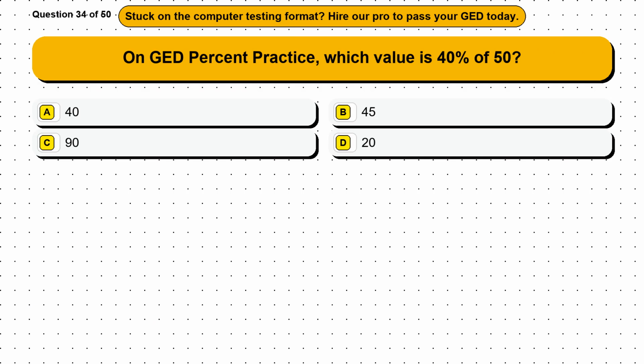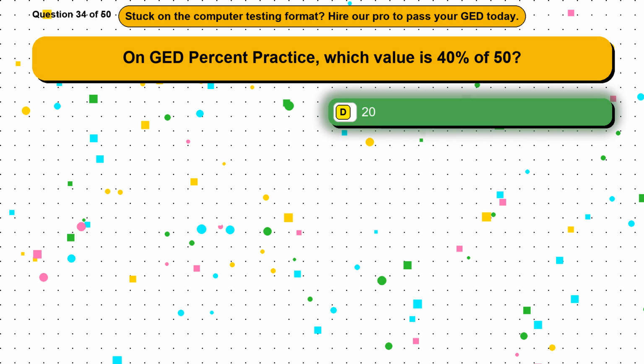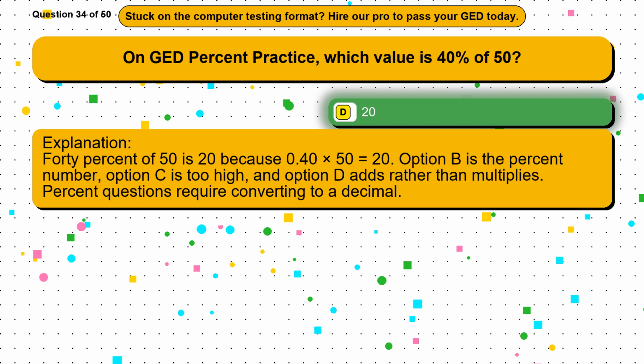Question 34. On GED Percent Practice, which value is 40% of 50? Option A, 40. Option B, 45. Option C, 90. Option D, 20. The correct answer is option D, 20. 40% of 50 is 20 because 0.40 times 50 equals 20. Option A is the percent number, option C is too high, and option B adds rather than multiplies. Percent questions require converting to a decimal.